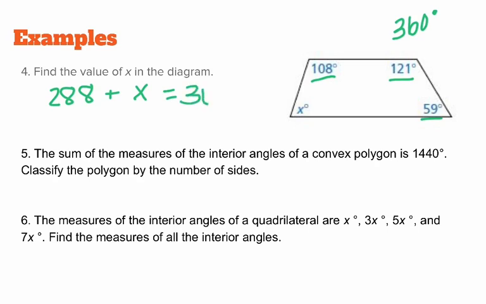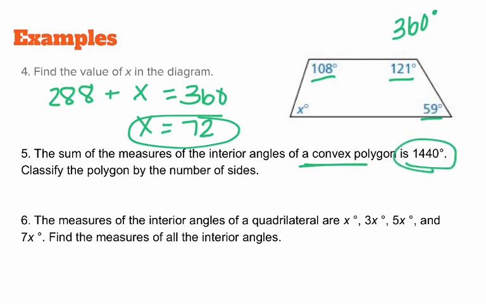Now we got to do a little bit of algebra. Solving for the value of x, subtract 288 from both sides. x is 72. All right, now this next one says a convex polygon. That just means no sides cave in. We're going to talk about that a little bit more if you don't remember that back from chapter 1 or 2. But the sum of the interior angles is 1,440. Now, this is very similar to that number 3 we just did. Figure out how many sides it has. Go ahead and press pause.